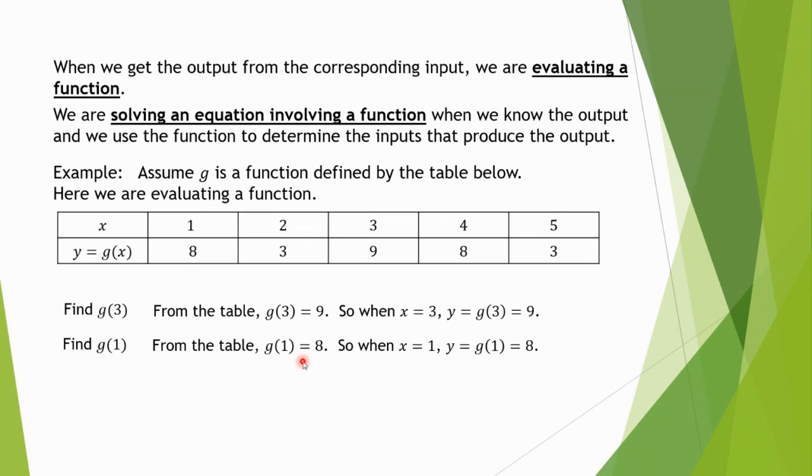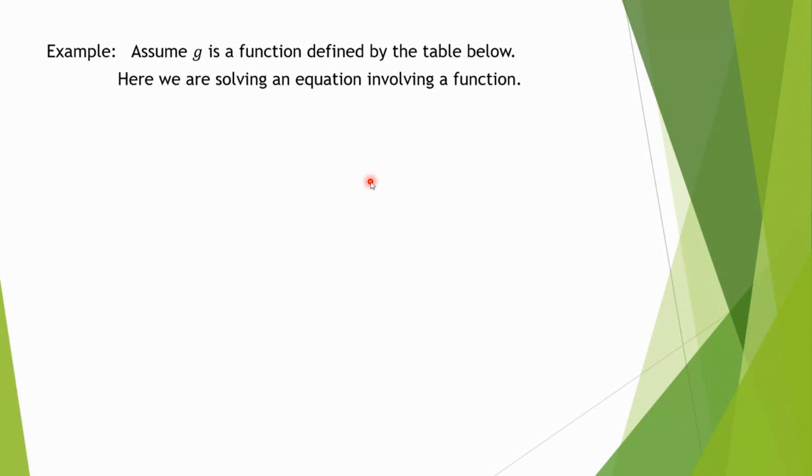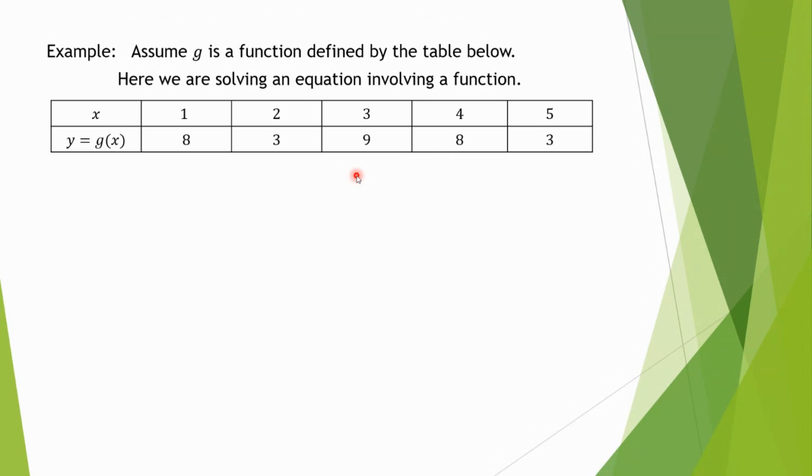Okay, so now those are examples of evaluating a function. Now, let's consider the other way. We're going to solve an equation involving a function. Although I really don't like that because we're not actually going to work with an equation. But here, what's going to happen is this. Now, we're going to say, what if the output is one of these numbers? Let's find the input. From a table such as this, it's not so bad to do, because we have all the information we need in front of us.